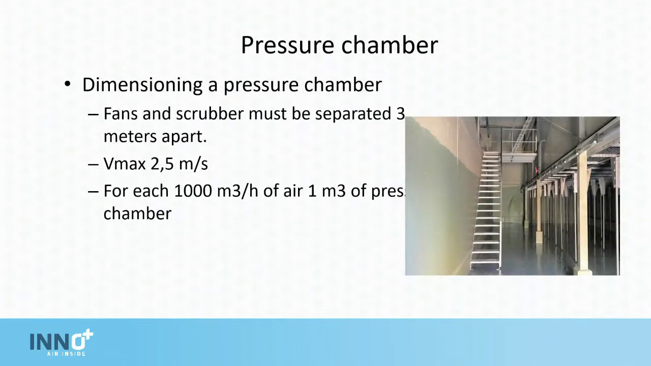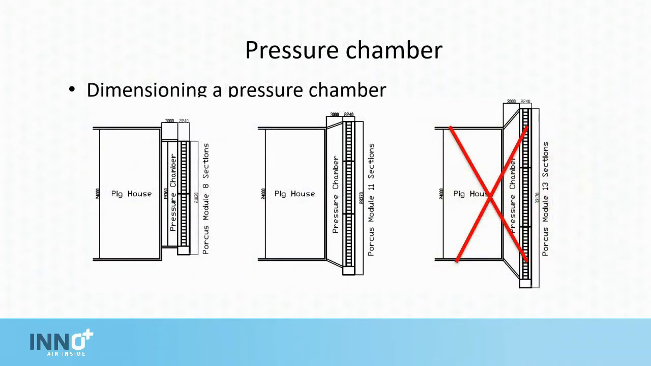Main design criteria of the pressure chamber are that the air speed may not exceed 2.5 meters per second, and that the fans are 3 meters away from the scrubber air intake. For each 1000 cubic meters of air ventilated towards the air scrubber, the pressure chamber must be 1 cubic meter big. The shape of the pressure chamber can be smaller than the house or a bit wider than the house, but not much bigger than the house itself.